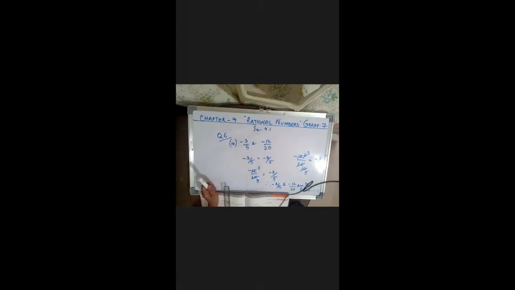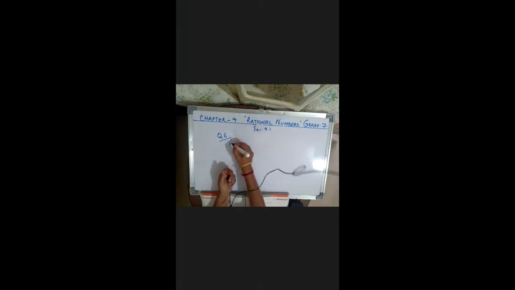Fifth one, 8 by minus 5 and minus 24 by 15. 8 by minus 5 remains as it is, 8 by minus 5 only. I can multiply, here the numerator is positive and the denominator is negative, so I will multiply by minus 1 by minus 1. So minus 8 by 5.